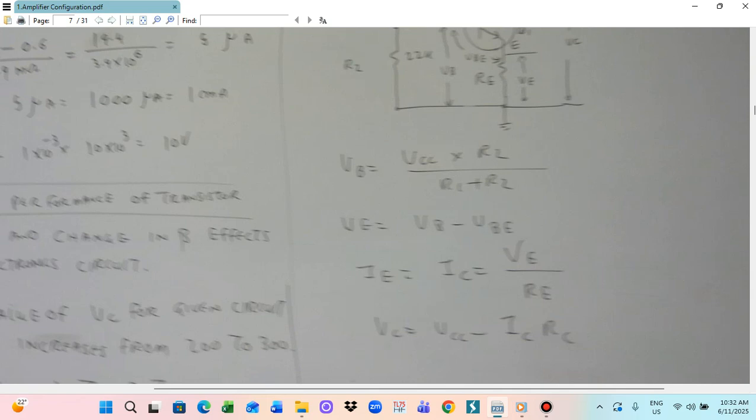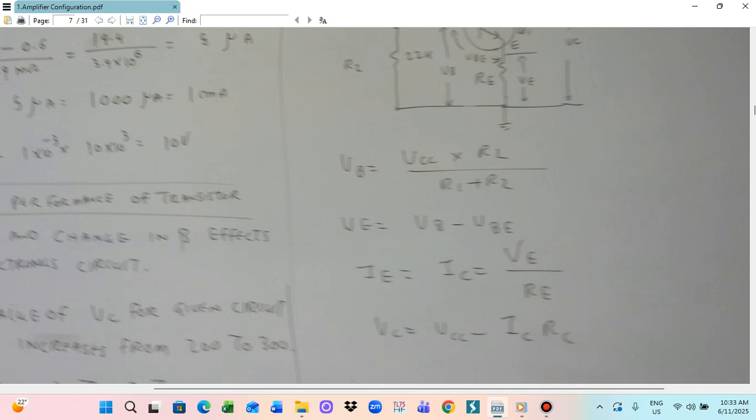And VC, the formula will be VCC minus IC into RC. So VCC will be 20 volt. IC we already know is 1/2 into 10 power minus 3 ampere. And RC will be 10 kilo ohm, 10 into 10 power 3 ohm. So by solving this one, VC will be 8 volt. So these are the formulas to utilize to calculate the required values of VC, VE, IE, and VB.